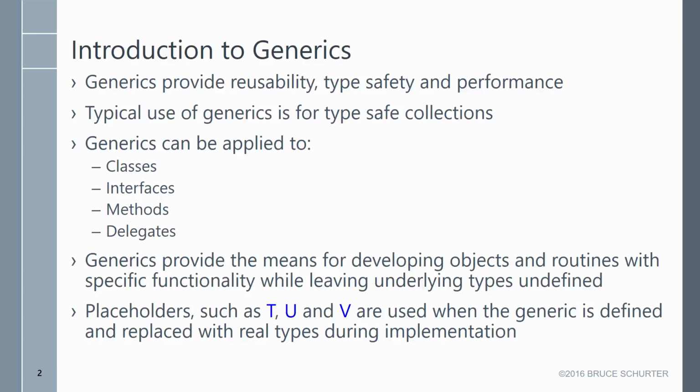Generics provide the means for developing objects and routines with specific functionality while leaving underlying types undefined. Placeholders such as T, U, and V are typically used when the generic is defined and replaced with a real type during implementation.